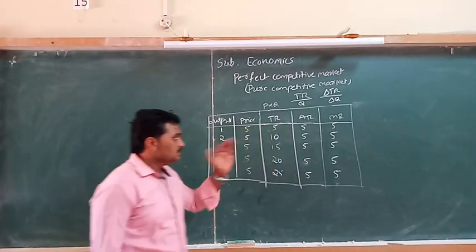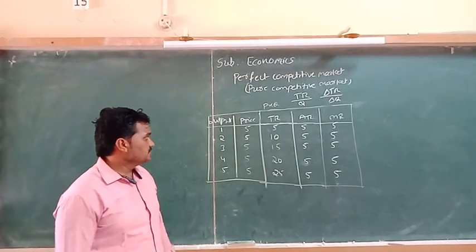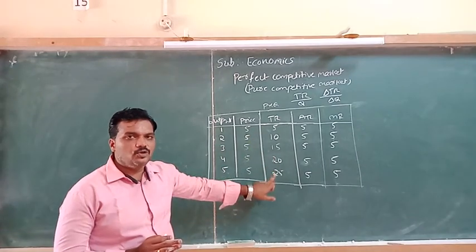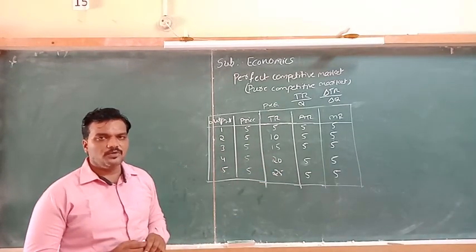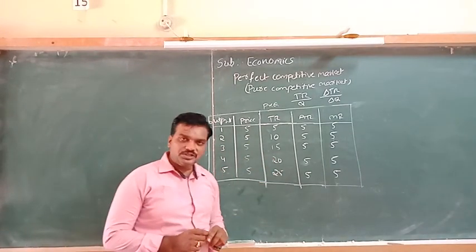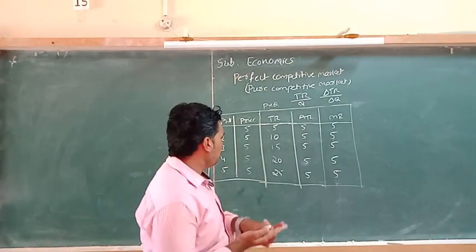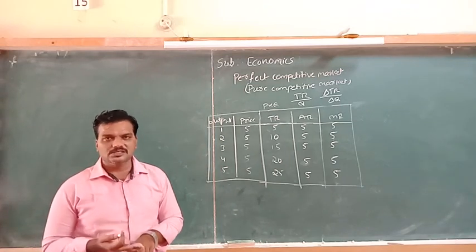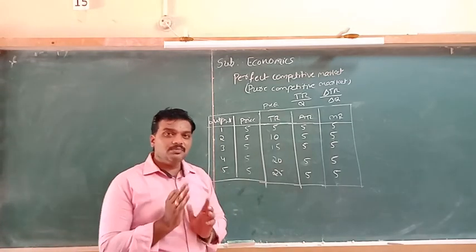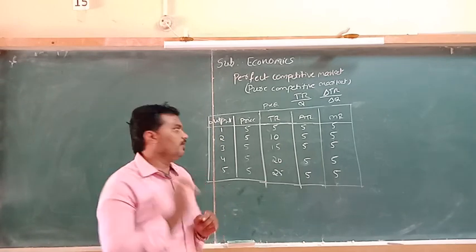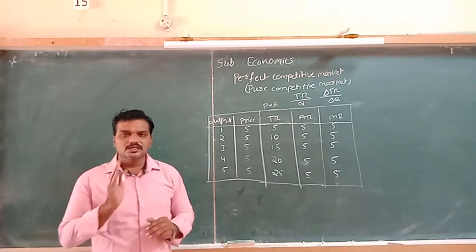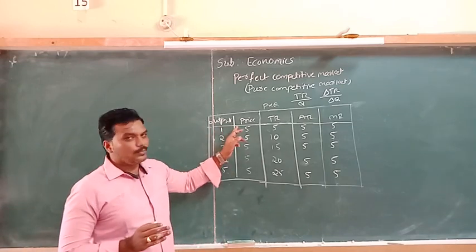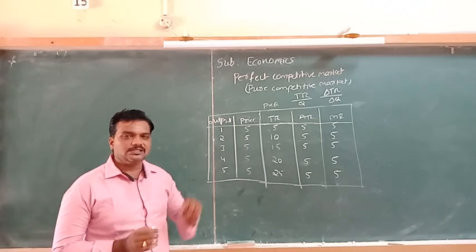Just observe the schedule. In the schedule, the total revenue only increases, but average revenue, marginal revenue, and price are the same here. This can be seen only in a perfectly competitive market, not in other types, where the price is constant at all levels of output.